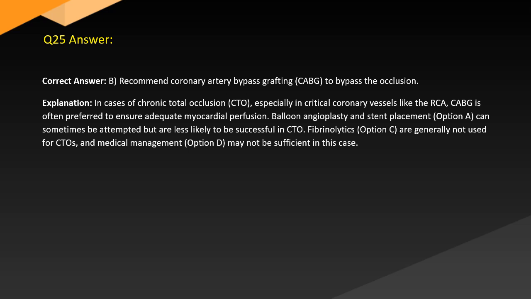Answer. Correct answer: B. Recommend coronary artery bypass grafting (CABG) to bypass the occlusion. Explanation. In cases of chronic total occlusion (CTO), especially in critical coronary vessels like the RCA, CABG is often preferred to ensure adequate myocardial perfusion. Balloon angioplasty and stent placement, option A, can sometimes be attempted but are less likely to be successful in CTOs. Fibrinolytics, option C, are generally not used for CTOs, and medical management, option D, may not be sufficient in this case.